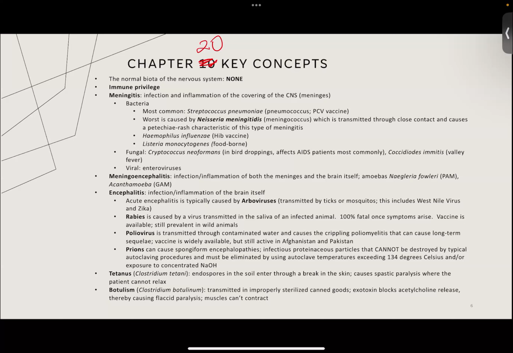And we went over this actually pretty well. I made a little chart for it in my night class, but it essentially is the same exact little outline that we have here that I had written on that board. So we have our bacterial meningitis. The first one that we went over in class was actually Neisseria meningitidis, which is the worst one.